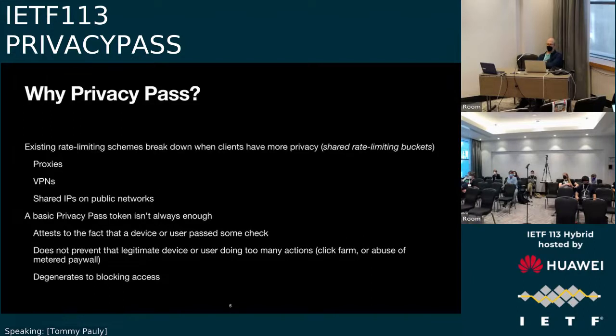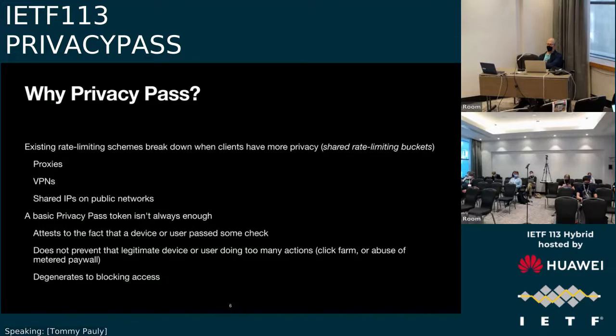All right, thank you. So that's how these schemes normally work. So why is this interesting for Privacy Pass? Specifically, these rate limiting schemes, which are used for both fraud prevention as well as things like metered paywalls, really break down when the clients have more privacy, because they end up sharing the rate limiting buckets. This is because of Tor or proxies or VPNs, or just being on a shared IP on a public network.